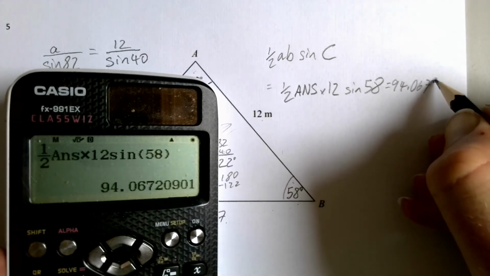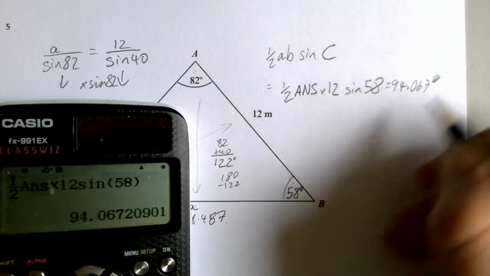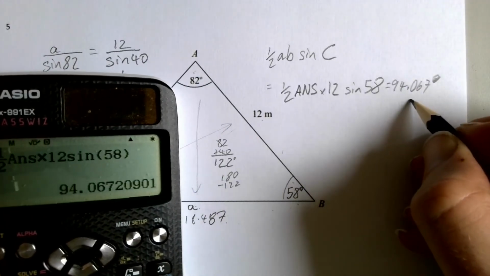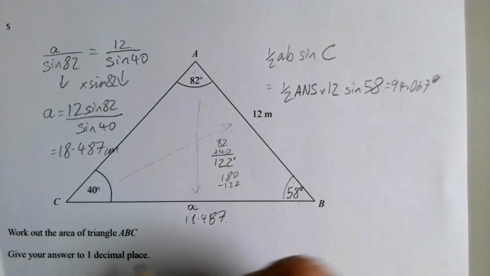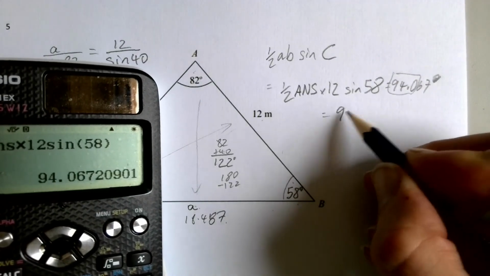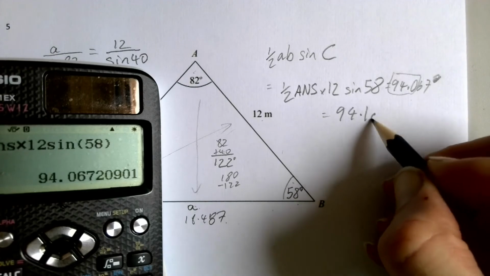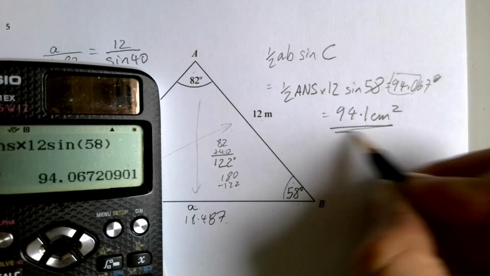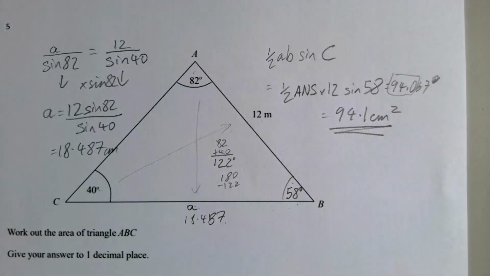94.067 centimeters squared, but they want it to one decimal place, so it is equals 94.1 centimeters squared. There you go.